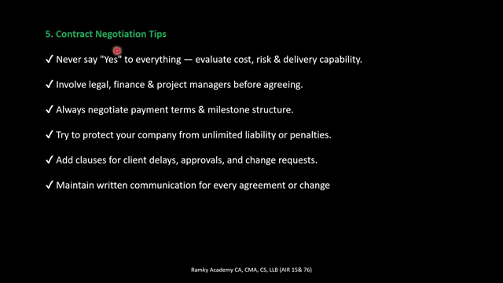So, contract negotiation tips: never say yes to everything, and evaluate the cost, risk, and delivery capabilities, because we need to see the inherent risk involved in each clause, whether it is a termination clause, liability clause, indemnity clause, warranty clause, or payment clause. You give your version of the terms and conditions, and the customer gives theirs. So each party has to agree mutually, and only then will the clause terms and conditions be fixed.